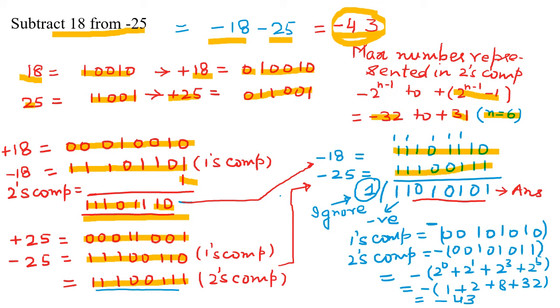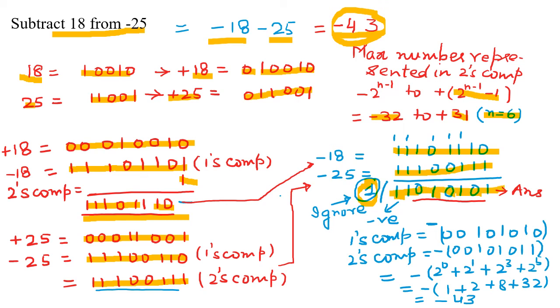0 plus 1 is 1. 1 plus 1 is 0 with carry 1. 3 ones are equivalent to 1 with carry 1. 1 plus 1 is 0 with carry 1. Again 1 plus 0 is 1. 1 plus 1 is 0 with carry 1. 3 ones are equivalent to 1 with carry 1. Again 3 ones is equivalent to 1 with carry 1. Ignore this final carry. The final answer is 11010101.